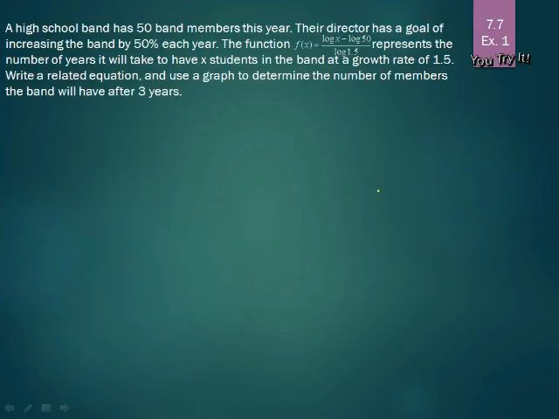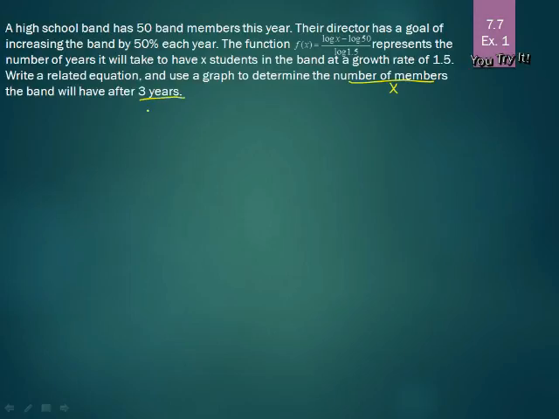have after 3 years. Okay, so in our equation, just know that x is the number of students in the band, and we have our growth rate. We have also what we want to find. We want to find an equation and use a graph to find the number of members. So again, that's just the students in the band, and so that'll be x the band will have after 3 years. And so remember that f of x, this function, is giving us the number of the years to have a certain number of students.